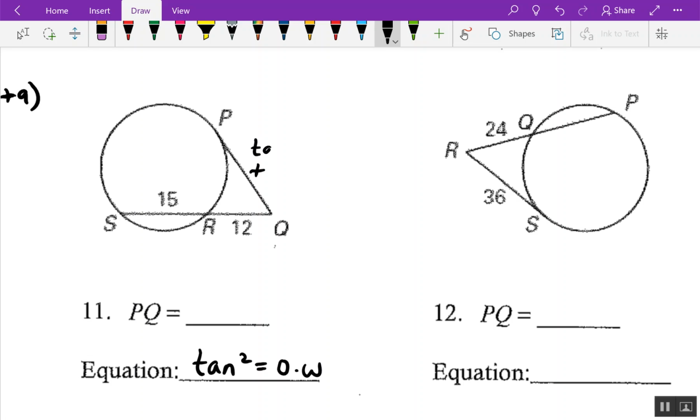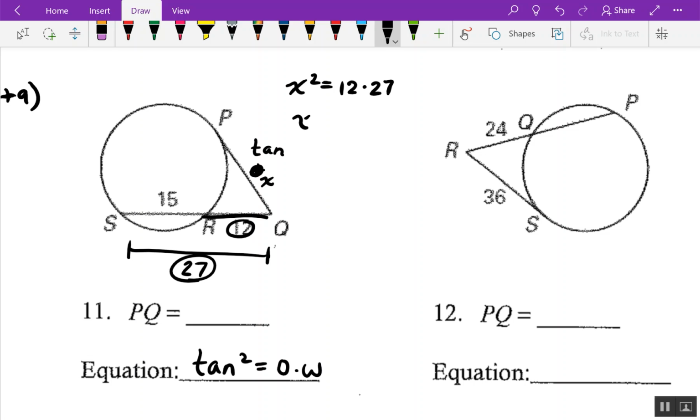Yeah, this one is the tangent. Which one is the outside? Okay, and what is the whole? How much is 12 plus 15? 27. Okay, they already see that there's no variable in those two, so you can actually add them. All right, this is supposed to be an x, but it doesn't look like an x anymore, so let me write it like that. All right, tangent squared equals 12 times 27.